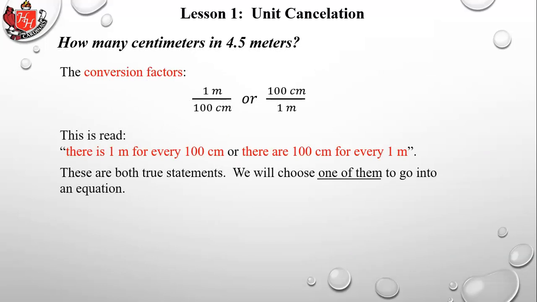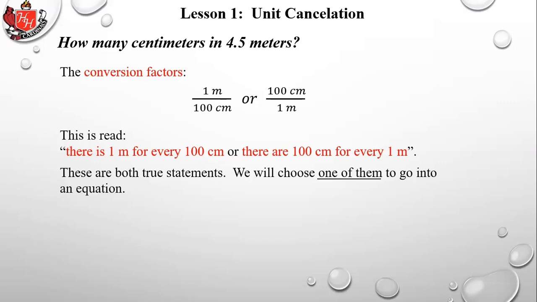So how many centimeters in 4.5 meters? What we're going to do here is called dimensional analysis. It's critical that you learn this really well, and we're going to spend a lot of time on it in the first month and a half of the class, but we're going to use it throughout the class. The conversion factors we already learned are 1 meter for every 100 centimeters, or 100 centimeters for every 1 meter. These are both true statements, but we need to choose one of them to go into the equation.